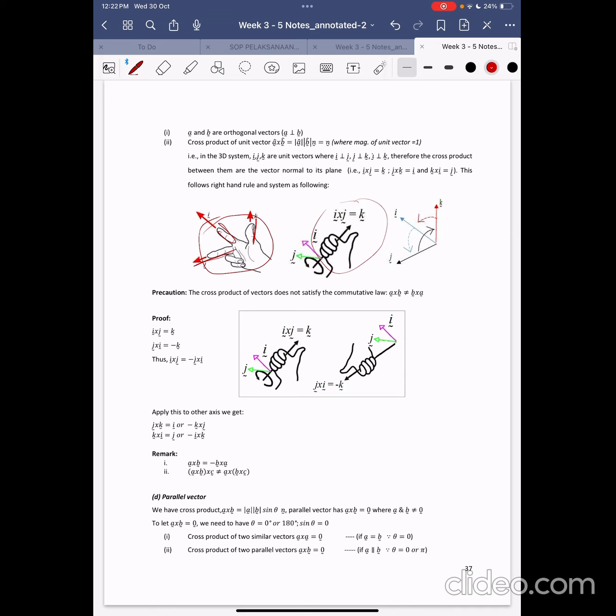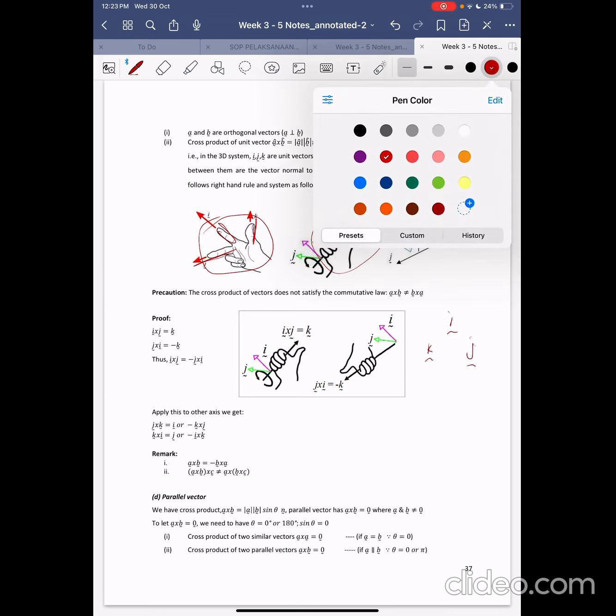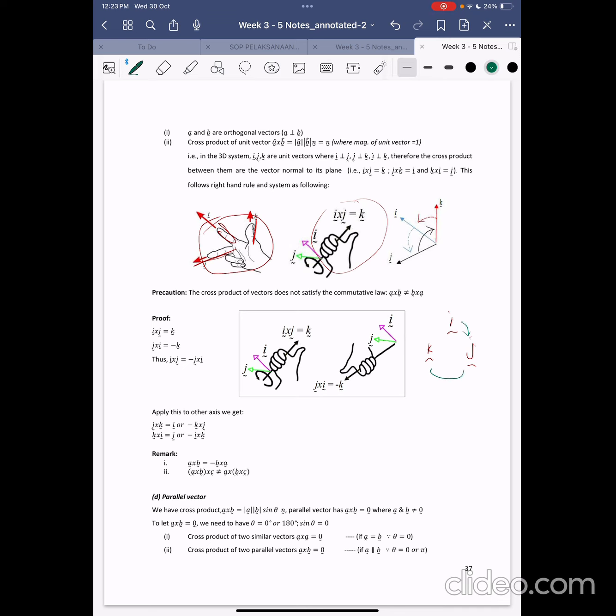I think I mentioned during the class, if you can't remember or relate to the right hand rule, you can use this notation: I to J, J to K, K to I. If I cross J, you will get vector K. K cross I, you get vector J. J cross K, you get I.